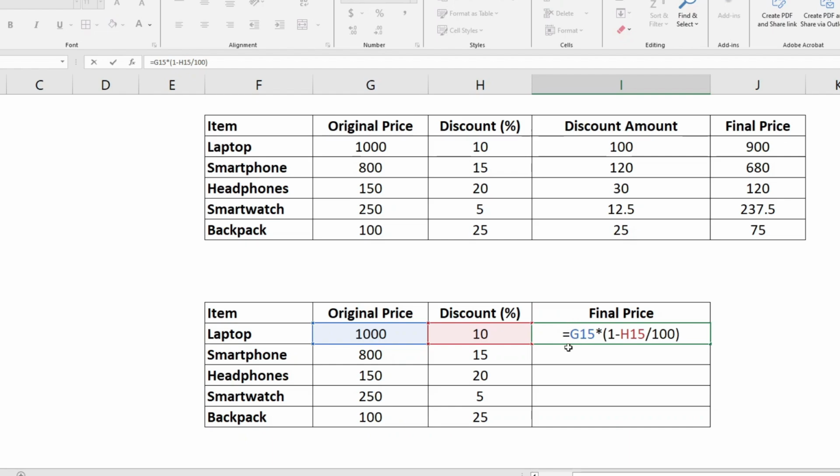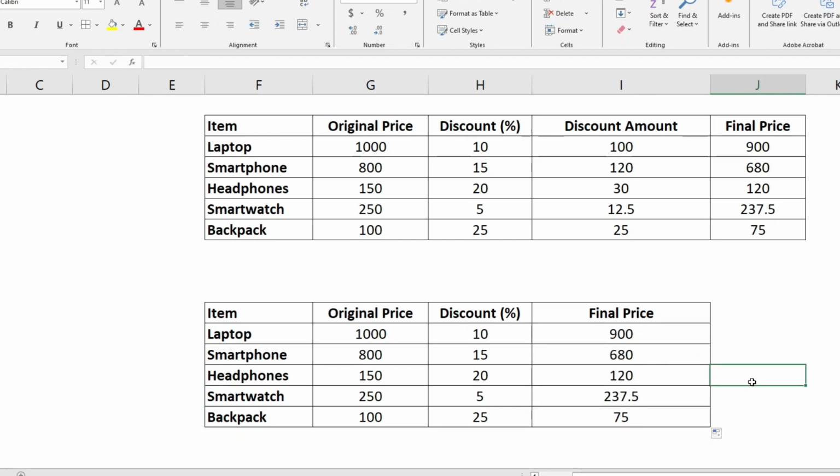So again, your original price times open bracket 1 minus your discount divided by 100 close bracket. And when I hit enter, as you can see, it has calculated the same final price. Again, the same steps to calculate all the final prices for all the items. I just go ahead and drag it down all the way.